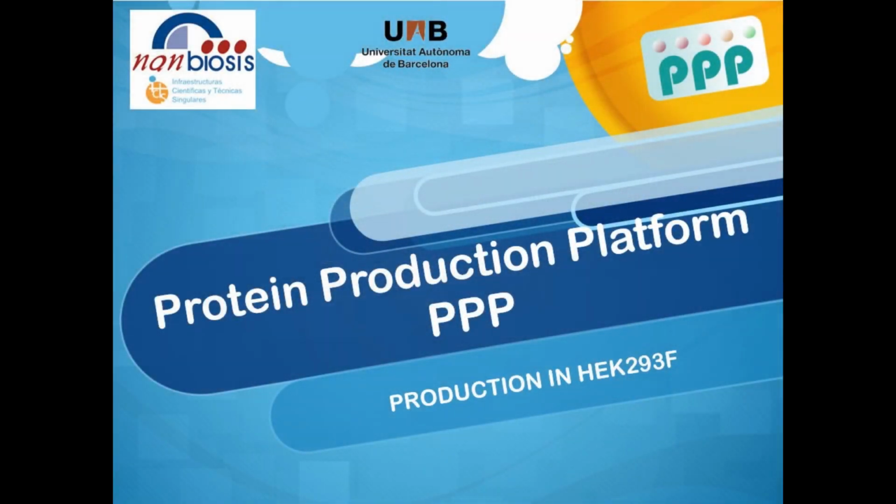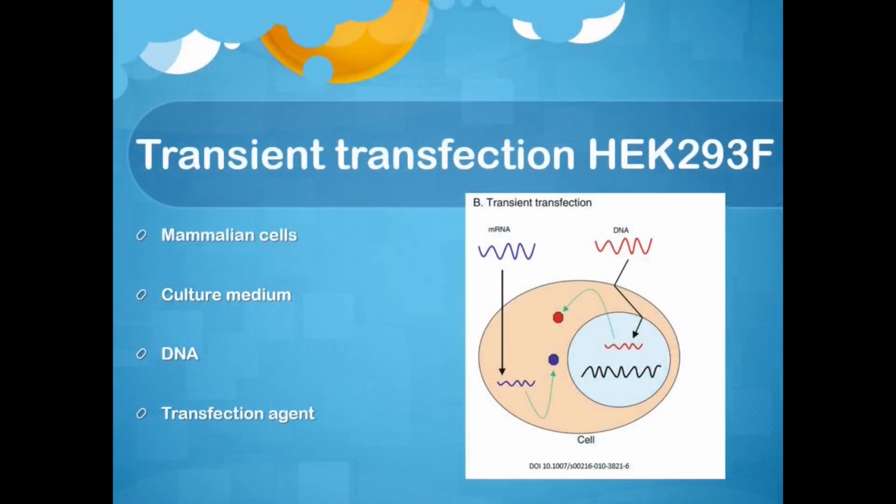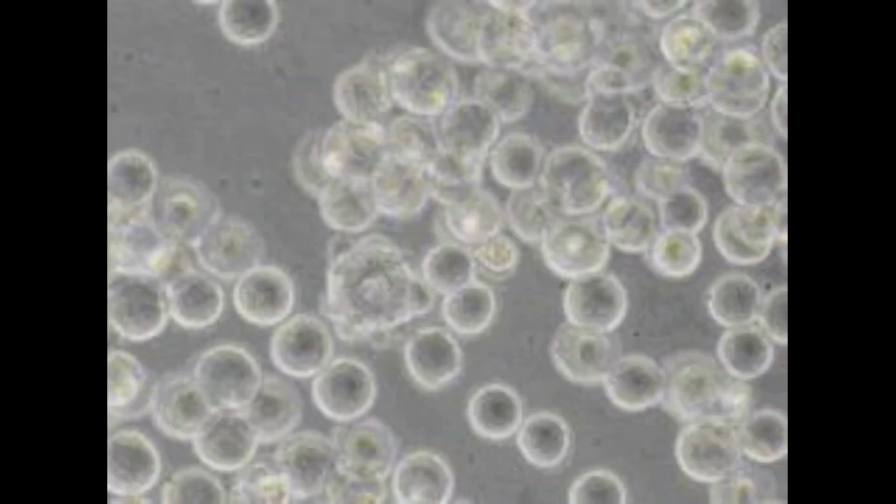Protein production in mammalian cells. Here we are going to show the most usual transfection method used in our service for transient protein expression in mammalian cells. Four different components are necessary to carry out the transfection procedure: the cells, the culture medium, the DNA, and the transfection agent. For protein production in mammalian cells, we normally use HEK293F cells, coming from human embryonic kidney cells that have been adapted to grow in suspension in a particular culture medium.